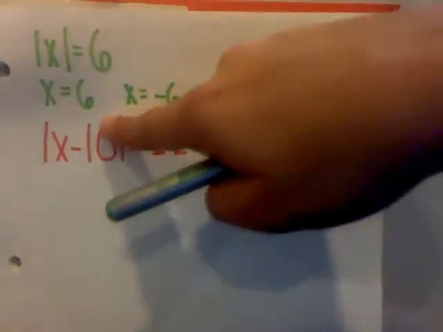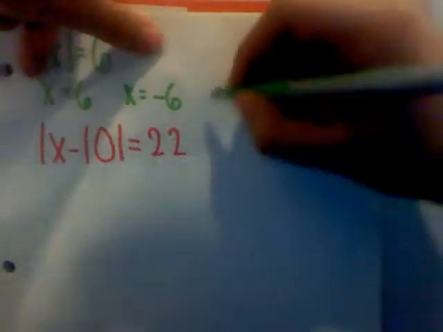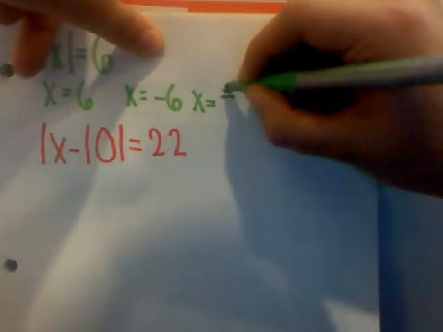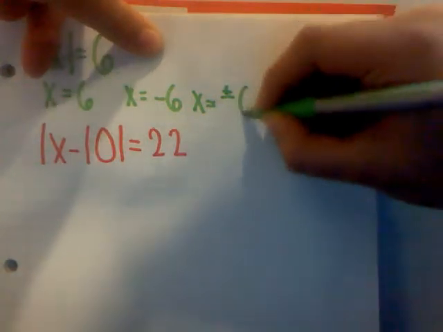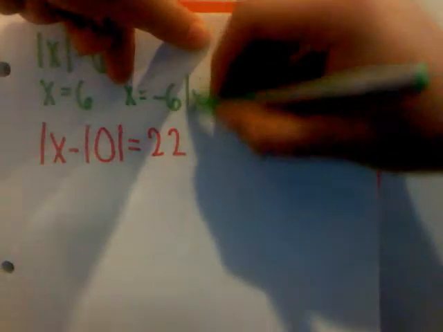And there's nothing really to solve here. We have our variable equals negative 6. So these are our two answers. And you guys can rewrite this as x equals plus or minus 6. That is your answer right there.